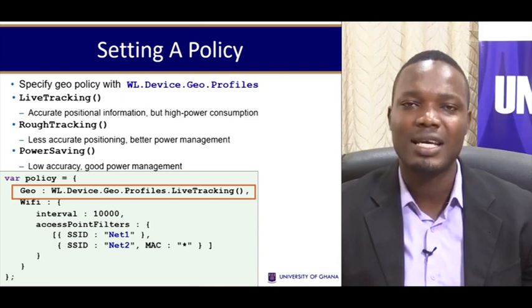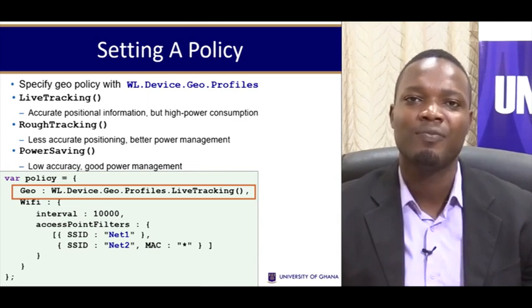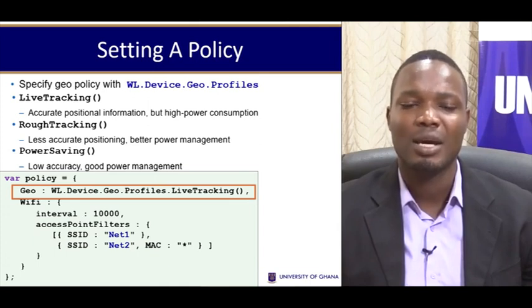And then we have the third one, which is the power saving. This is low accuracy. Let's say it will check for the user's location once every 15 minutes. In 15 minutes, the user could move at a very fast pace. If you're in a vehicle and we are checking every 15 minutes, you could move even from one town to the other. But that provides good power management because the sensors are turned on and off.